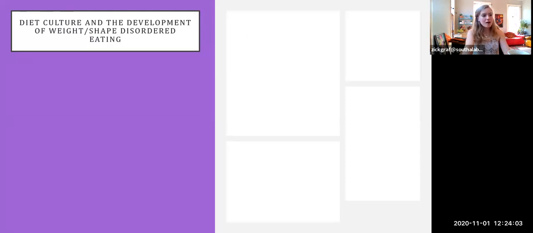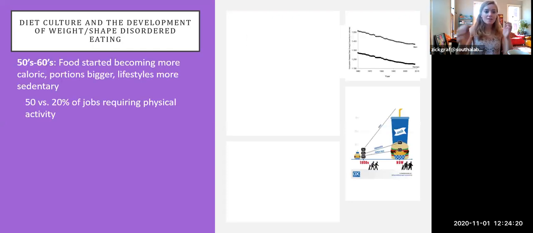So others have proposed that the explanation for this is the advent of diet culture and increasing societal pressures, both to be really thin, but also changes in society that have made it difficult to be thin and that have promoted obesity and weight gain. So starting in the 1950s and 60s, food portions started becoming bigger and bigger, and the caloric density of popular foods was increasing. At the same time, lifestyles were becoming more sedentary, so men's and women's occupations were increasingly likely to involve sitting for long periods of time and less likely to involve moderate physical exercise and labor. That's what this is showing. So on average, we went from about 50% of jobs requiring moderate physical activity to less than 20% in 2010.